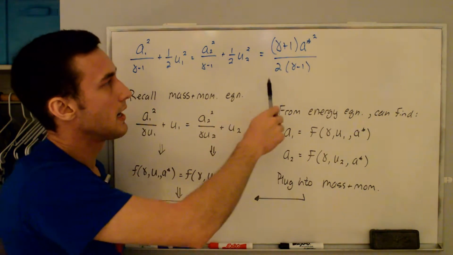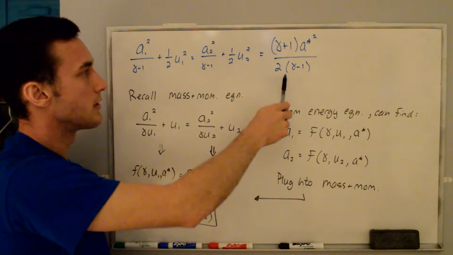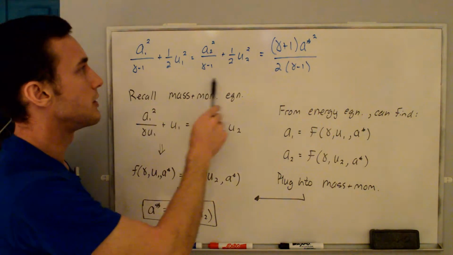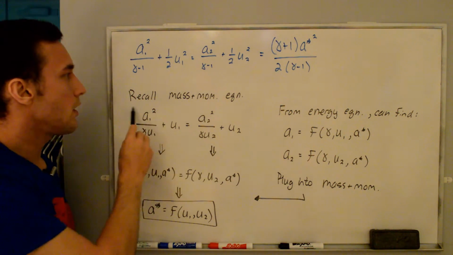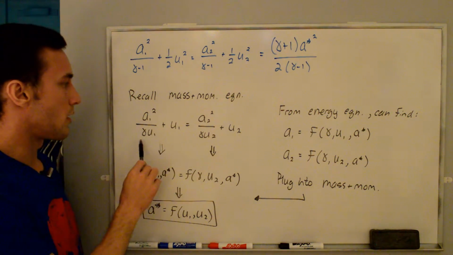Now I've plugged in that constant that we found on the previous whiteboard into this equation here, which is still that energy equation. And I just want to step back for a second to show where we're going with this. If you recall the mass and momentum equation from a few whiteboards ago, it's this expression here.